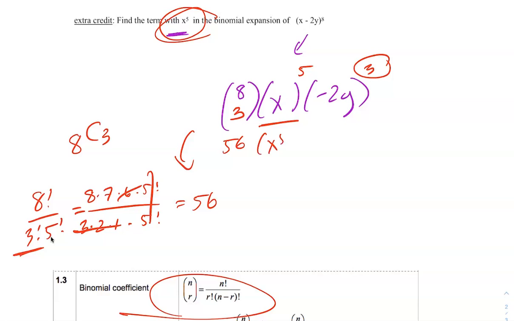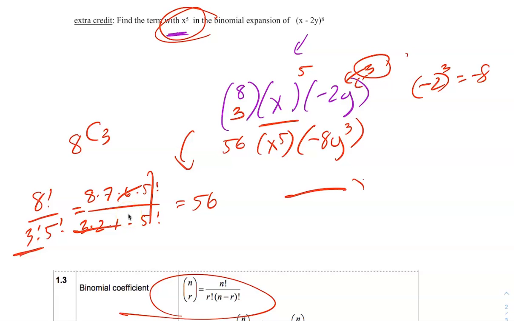x to the fifth. And -2, so remember that 3 goes to both. So it's -8, because -2 cubed is -8, y cubed. Then you multiply that together, you get something x to the fifth y cubed. And that'll be the answer.